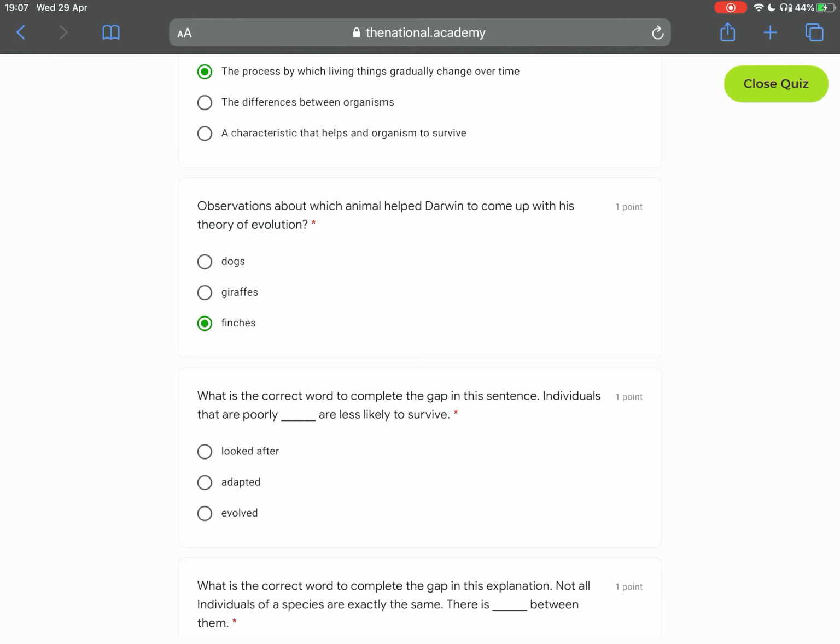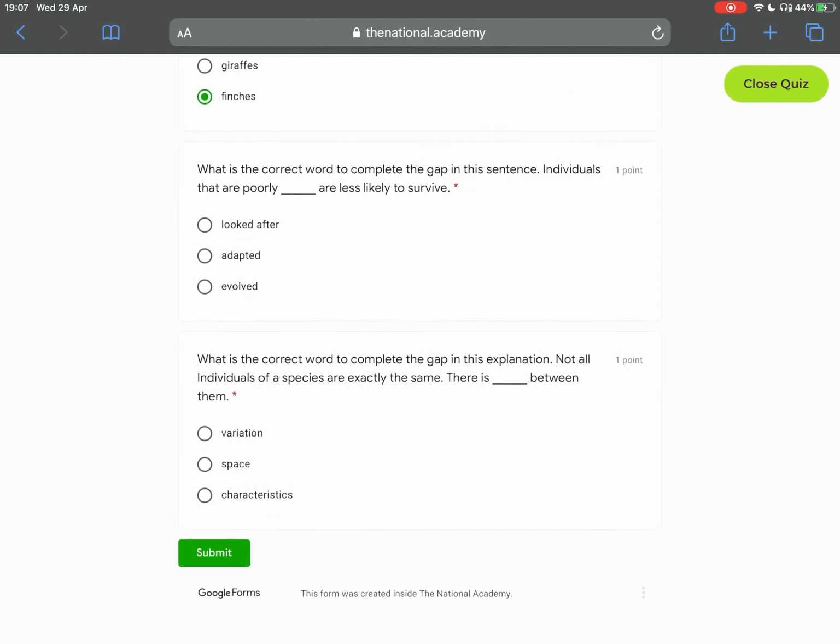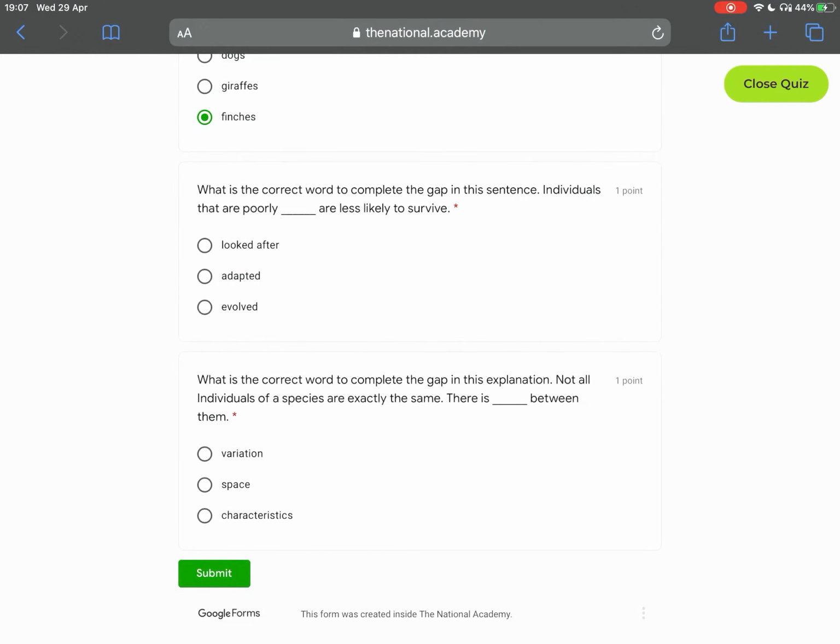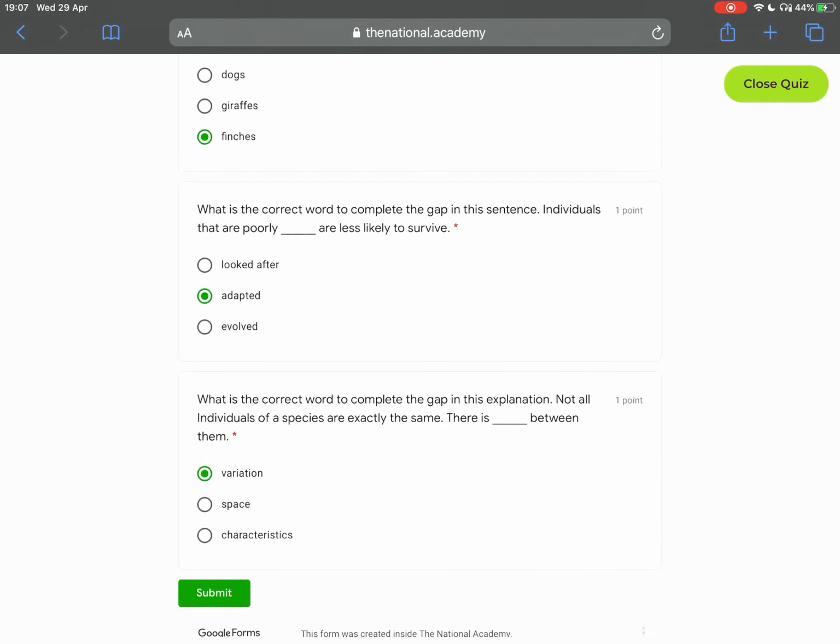It should be finches. What is the correct word to complete the gap in this sentence? Individuals that are poorly adapted are less likely to survive. What is the correct word to complete the gap in this explanation? Not all individuals of a species are exactly the same. There is variation between them.